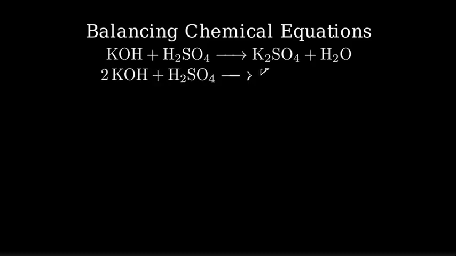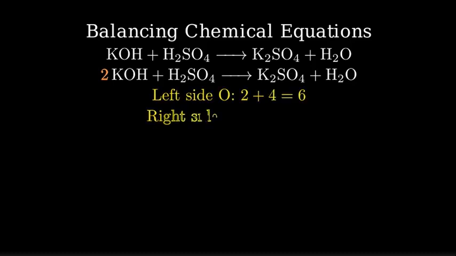Let's start by balancing the potassium atoms. There are 2 potassium atoms in K2SO4 on the right side, but only one on the left side in KOH. To balance this, we need to add a coefficient of 2 in front of KOH. Next, let's check the sulfur atoms. The sulfur atoms are already balanced.